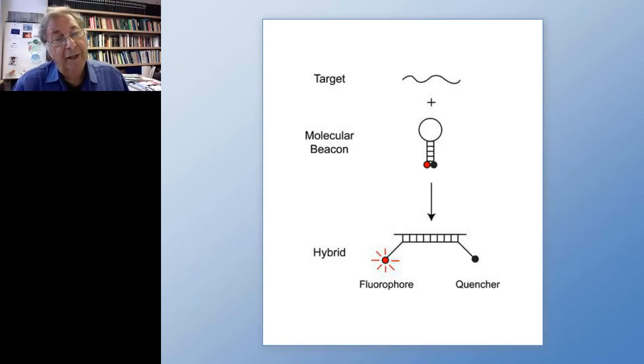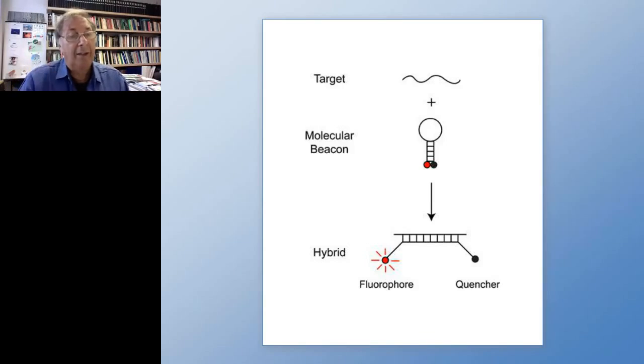But if the molecular beacon is complementary to a target, for instance, a target amplicon, then it prefers to form a hybrid with the target amplicon. And the rigidity of that long probe target hybrid causes the arms of the molecular beacon to separate. It's also separating the fluorophore from the quencher, and that gives you a bright fluorescent signal.